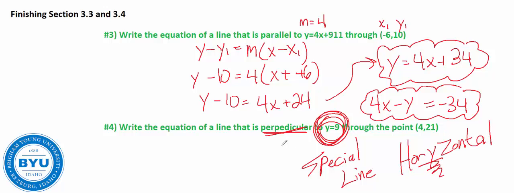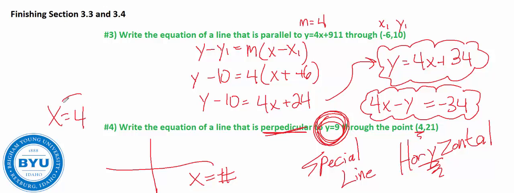So to be perpendicular to a horizontal line, what is perpendicular to horizontal? Vertical. And vertical lines are always written as x equals a number. So all we have to do here is look at the point and say, oh, what's the x value of the point? That's 4. And so the answer is x equals 4. It's kind of more of a thinker problem than doing all the math and point slope form.